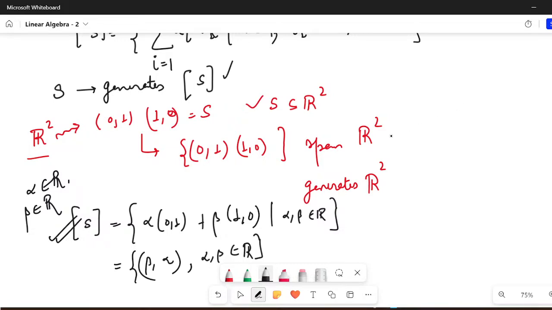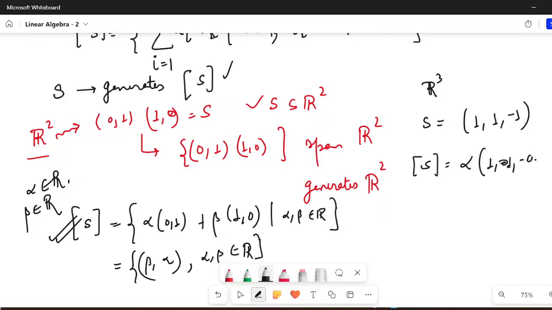Let us say for R cube, we can say that set S contains (1, 1, -1). So what is the linear span of S? Linear span of S will contain all the possible linear combinations of this, so this will be simply alpha times (1, 1, -1), where alpha belongs to R. So this is your linear span. Linear span is all the possible linear combinations that you can make from the set S. Is that clear?